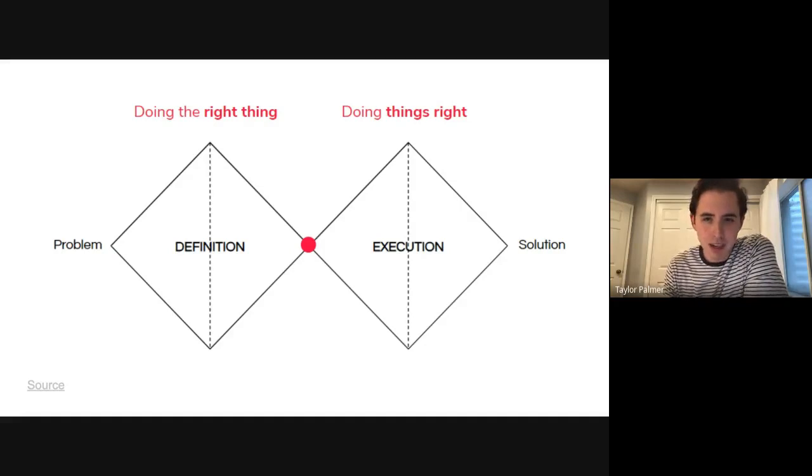I really like the red text on top. The first diamond is really about doing the right thing. Are we sure that this is the biggest problem? Are we sure that this is the best way to help the business? And then the second one being doing things right. Are we sure that this is the right way to solve that problem now that we've identified the right thing to fix? And so I think this is a nice way to describe a design process.